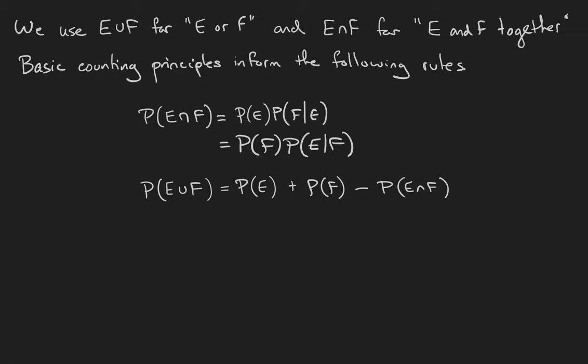The probability of E union F is equal to the probability of E plus the probability of F minus the probability of both. That's just the addition principle.